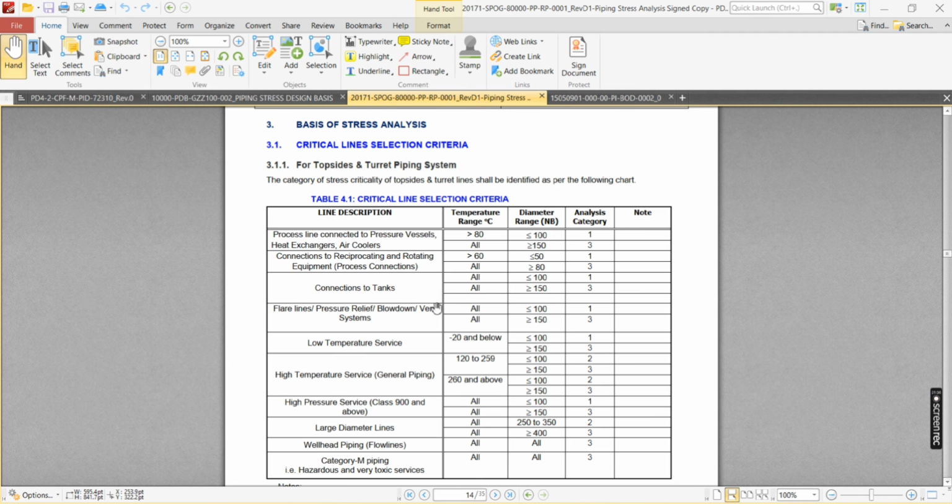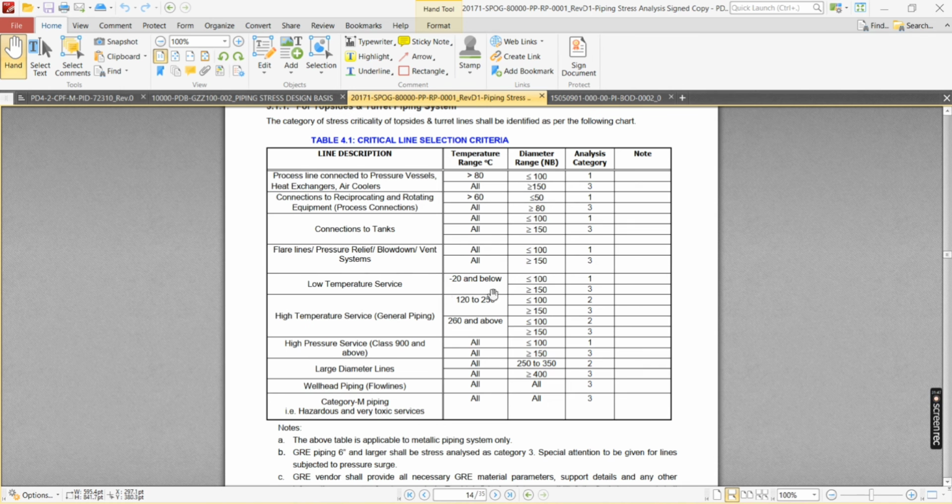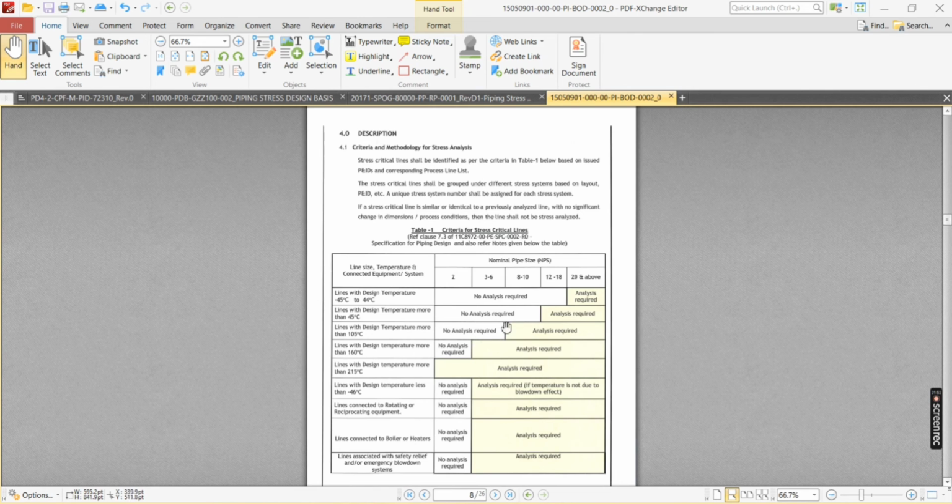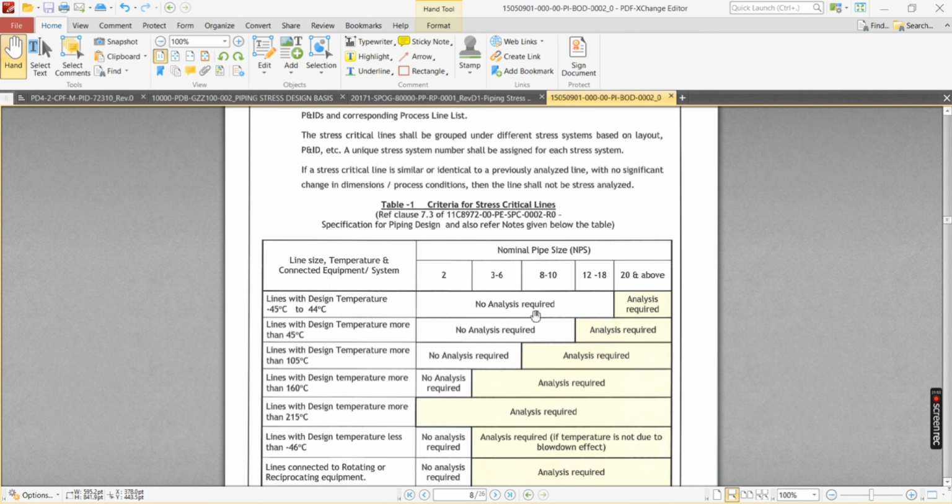You see, showing different projects, you will get an idea. There is no common criteria. Common criteria means that only rotating equipment and other equipment will be common. So others depend on your client requirement. See, in this they have given like this. No analysis required up to 18-inch and temperature minus 44 degrees C. If it is a 20-inch line and your temperature is 44 degrees C, then analysis required. Okay, so based on your line size also, criticality will change.